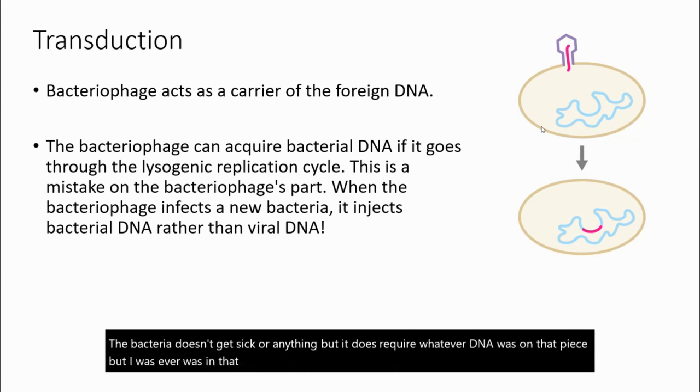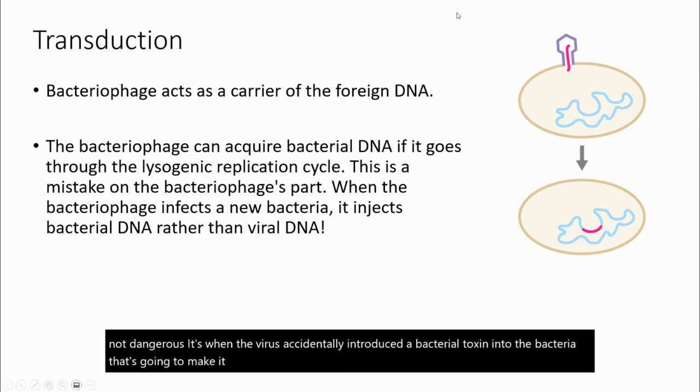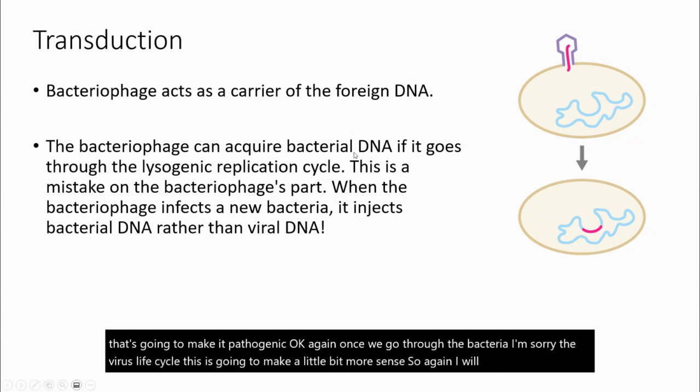So when we get to the diseases in Unit 4, we are going to talk about some pathogens that get their toxins from this process. And if they haven't gone through this process, they're actually not dangerous. It's when the virus accidentally introduces a bacterial toxin into the bacteria that's going to make it pathogenic. Okay. Now, again, once we go through the virus life cycle, this is going to make a little bit more sense. So again, I will circle back when we get to that conversation.